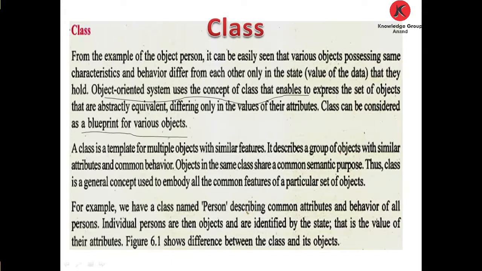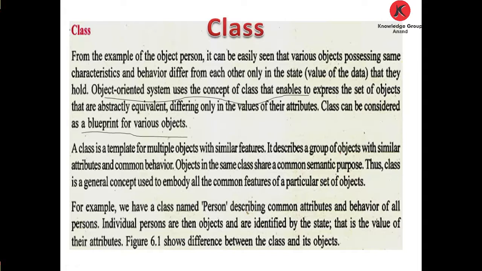A class is a template for multiple objects with similar features. It describes a group of objects with similar attributes and common behavior. Objects in the same class share a common semantic purpose. Thus, the class is a general concept used to embody all the common features of a particular set of objects. For example, we have a class named person describing common attributes and behavior of all persons. Individual persons, or objects, are identified by the state, that is the values of their attributes.